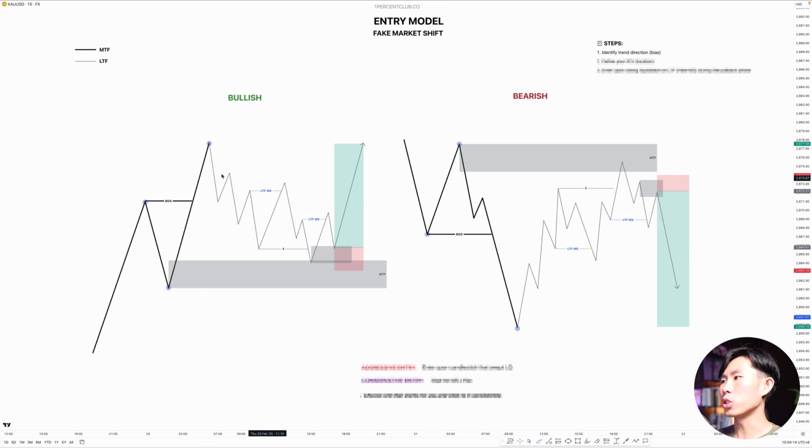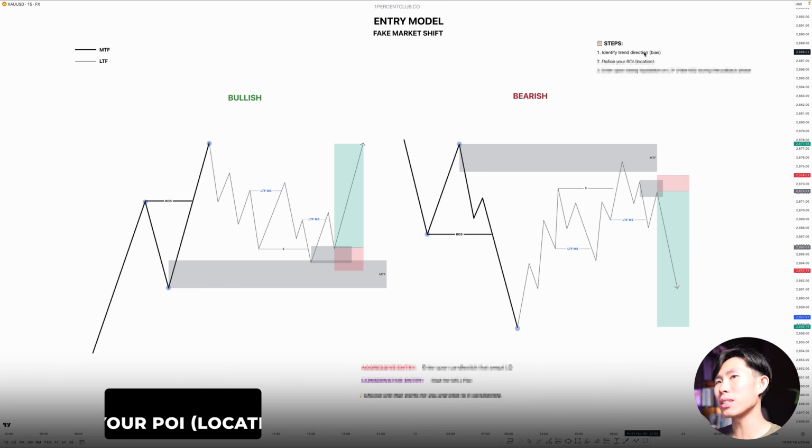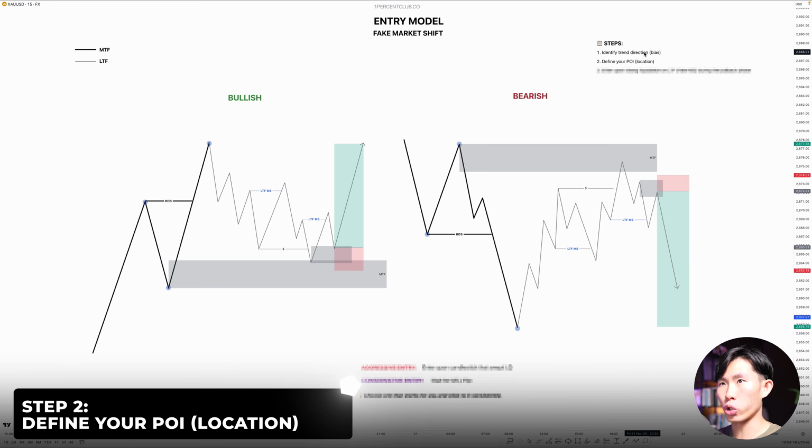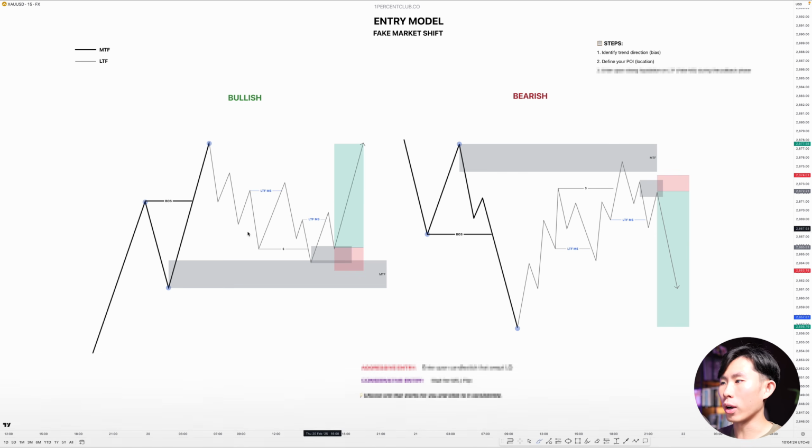So in this case, once you have identified your trend direction, the second step is to just determine your point of interest, to map out your supply and demand zones or your order block or flip zones, whatever point of interest that you want to be trading from. Because if you don't clearly define your point of interest, you're going to be taking a bunch of random trades anywhere when price is in the middle of nowhere. And these are all low probability setups, right?